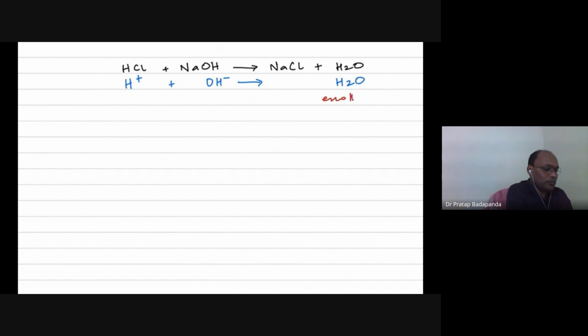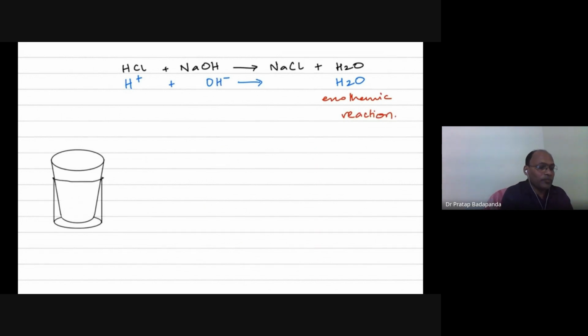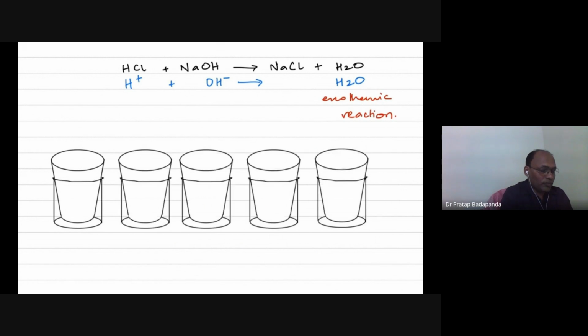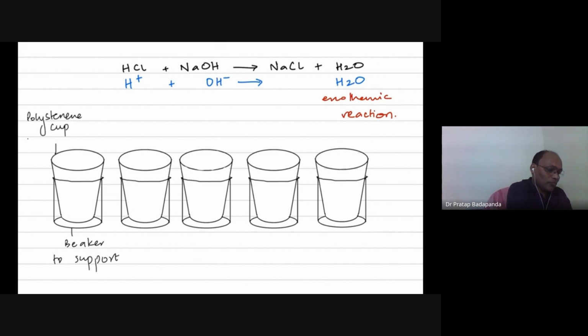That is known as the enthalpy of neutralization. It's an exothermic reaction. Now imagine that I am taking a polystyrene cup and I'm supporting it on a beaker. I have 5 such setups. The beaker is there just to support my polystyrene cup. It's not there to contain the liquids. The polystyrene cup is the container where I will be collecting my acid and my alkali.